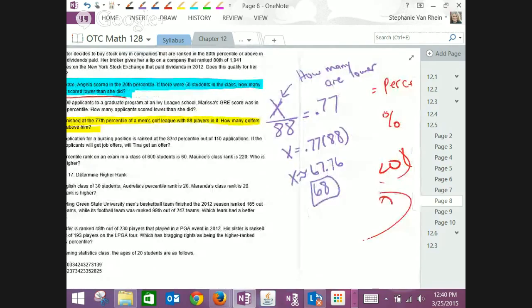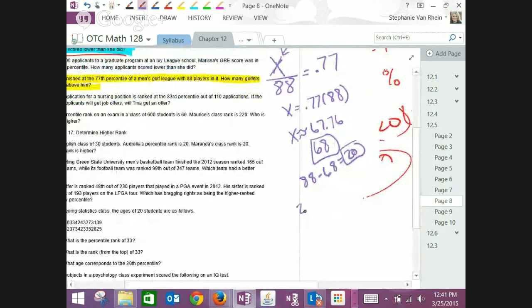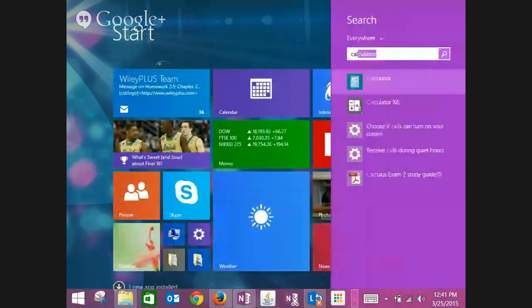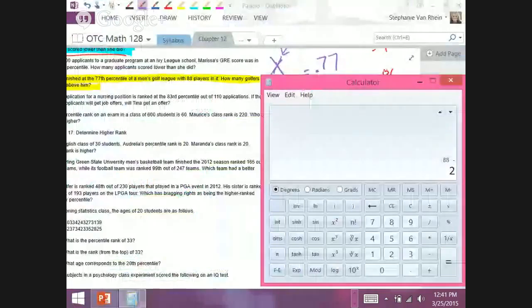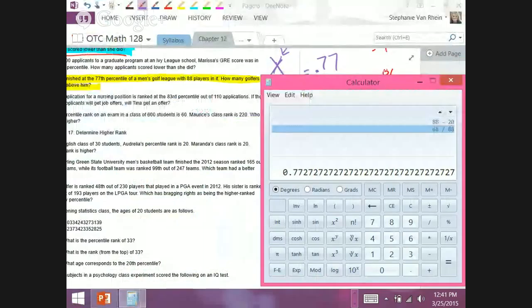So 88 minus 68 would give us 20. So if I take 20 divided by 88, do I get 0.77? Oh wait, no, that wouldn't work. Sorry. So if I take 88 minus 20, 88 minus 20 divided by 88 gives me 77.2, yeah.